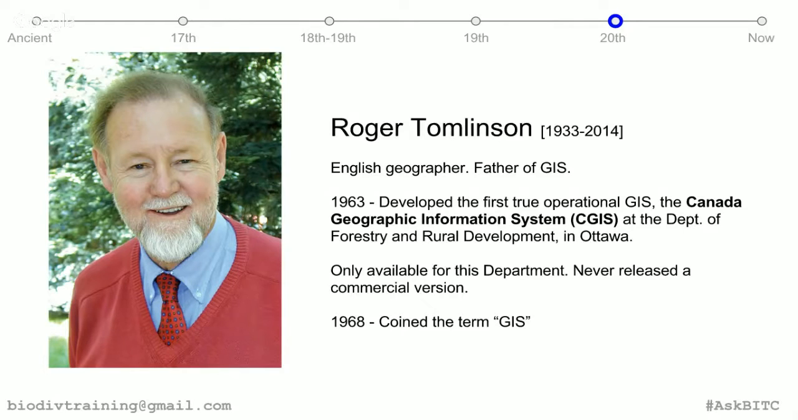He was also the developer of the first GIS program, which was only released for the Department of Forestry and Rural Development of Canada. This software, the CGIS, was never released to the public and was only available for this department. The Canada Geographic Information System had all the basic GIS features. It had an underlying database to store information. It had software to manipulate and analyze the data in that database, and mapping tools to represent the outcomes of this analysis.